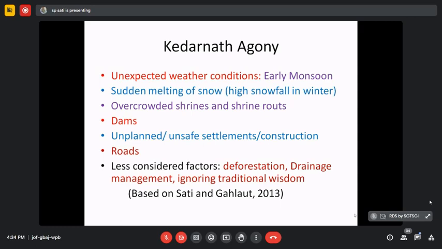And we know that unplanned and unsafe settlement constructions are everywhere in the region. And roads, another thing: Uttarakhand came into existence in the year 2000. From 2000 to 2013, about 24,000 kilometers of extra roads were constructed. Before 2000, it was only 8,000 kilometers of roads in Uttarakhand. But from 2000 to 2013, this number crossed 23,000 or 24,000. So some 16,000 extra kilometers of roads were constructed.